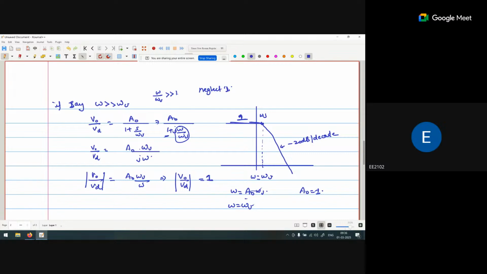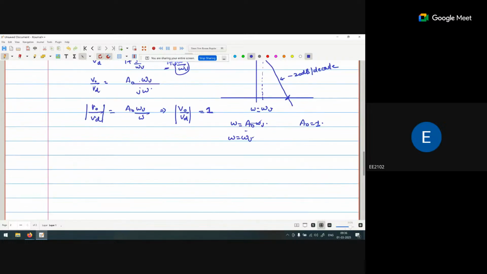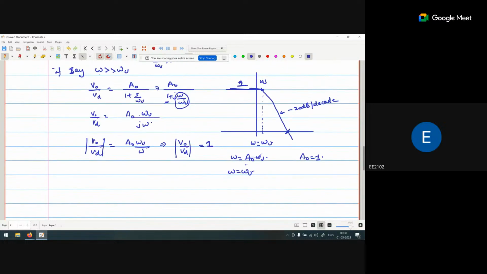If I want to check the angle of this one, I can check the angle also. If I want to check at what value of omega the magnitude becomes 0, we can put the magnitude as 0 and calculate the value of omega. Is it clear?